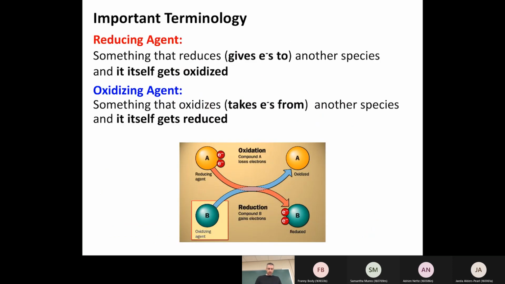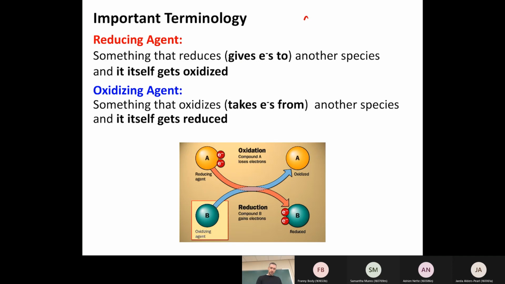Cool. Just a little note here on terminology. We often talk about in chemistry different chemical substances as being oxidizing agents or reducing agents. So an oxidizing agent is something that will oxidize something else. And if it oxidizes something else, it, in the process, becomes reduced. So whatever gets reduced is the oxidizing agent. So it's a little bit of a backwards thing.